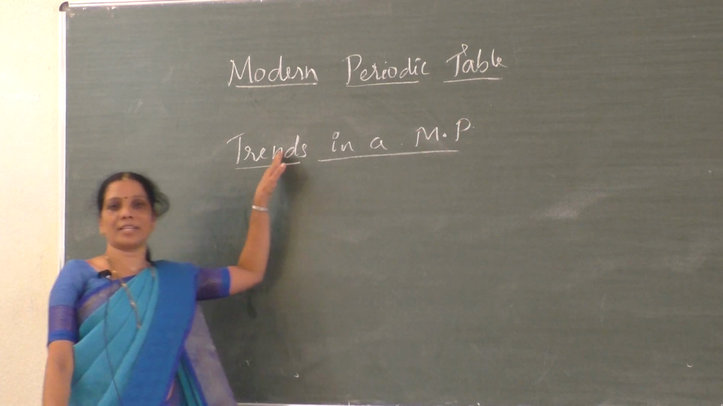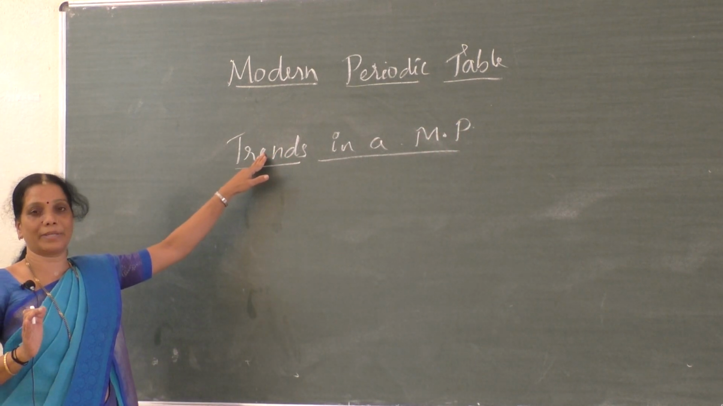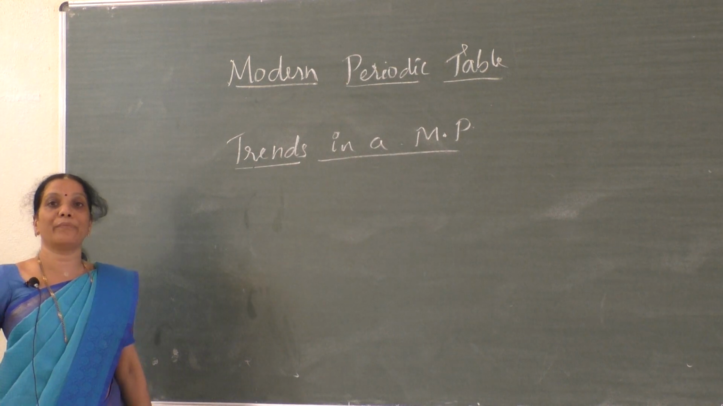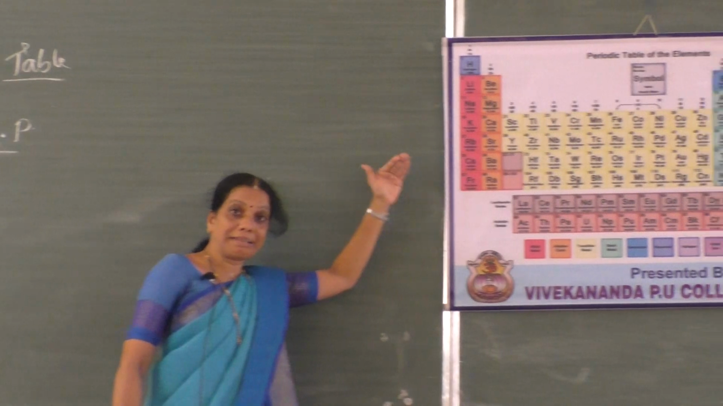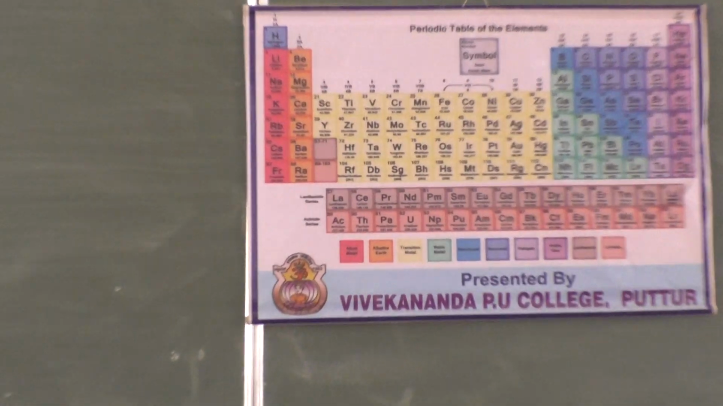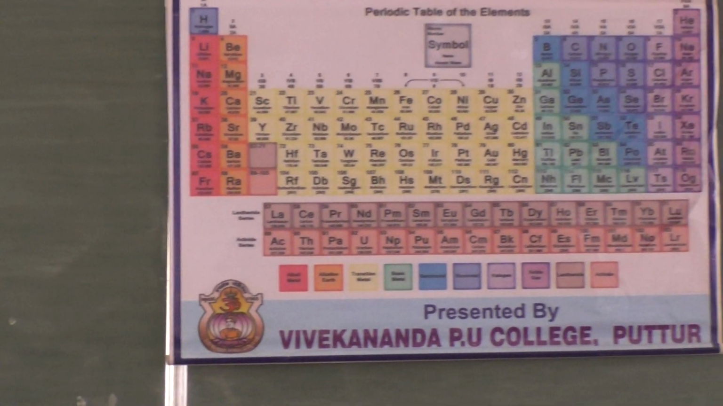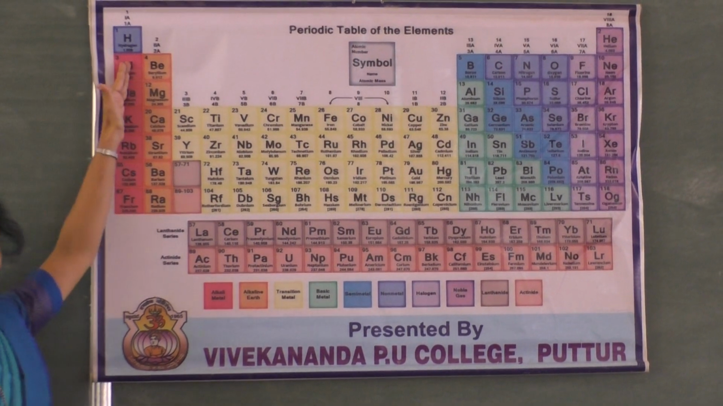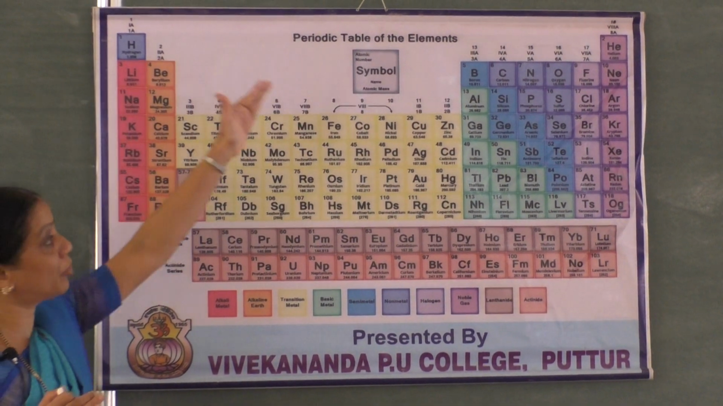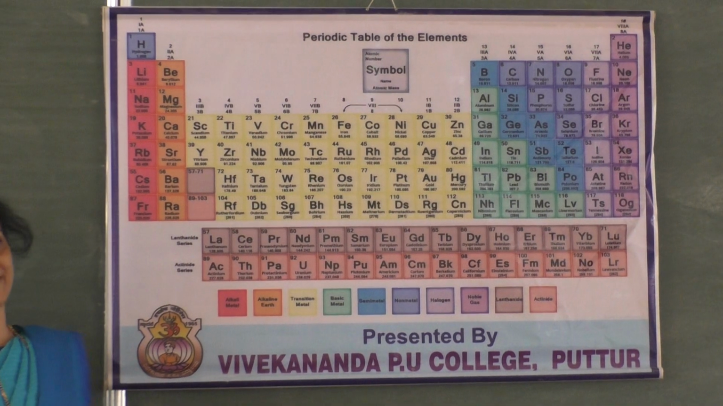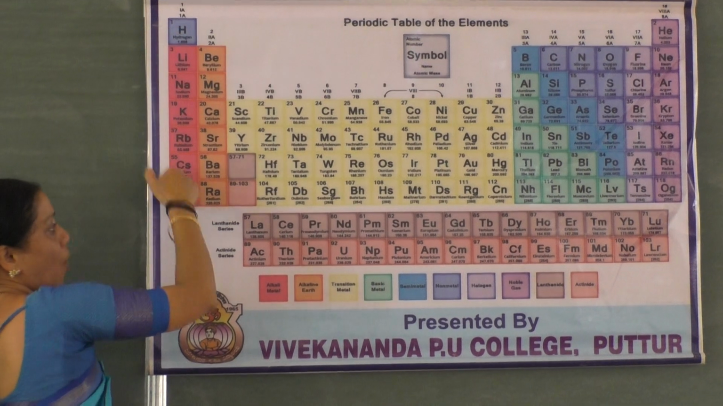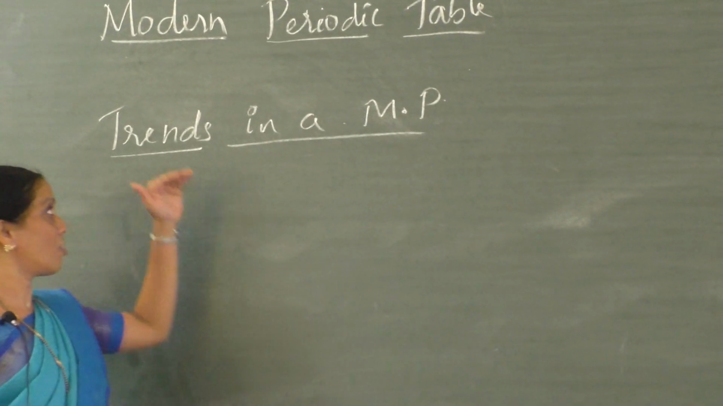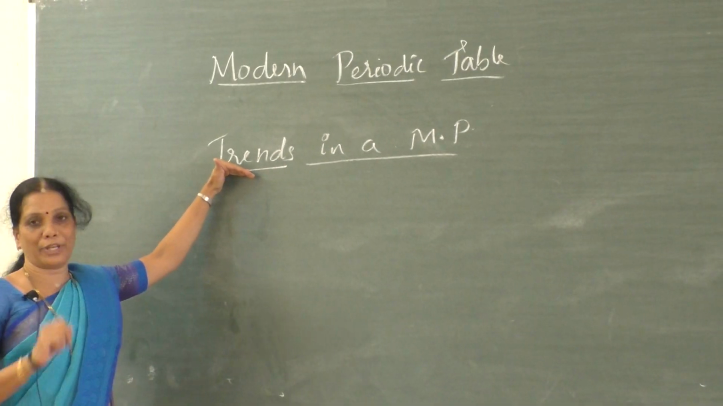Now what is this trends in a modern periodic table? Trends is nothing but how the periodic property varies along the period and down the group. Trends means the variation of the periodic properties along the period, that is from left to right. As we move from left to right, how the periodic properties vary, as well as we move down the group, that is from top to bottom, how the periodic properties vary, we have to study. That is called trends in a modern periodic table.